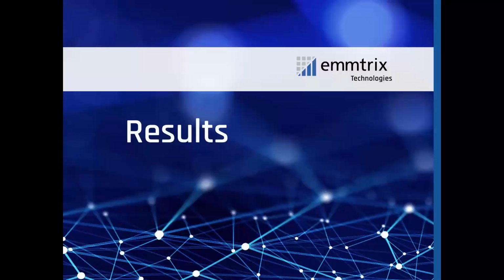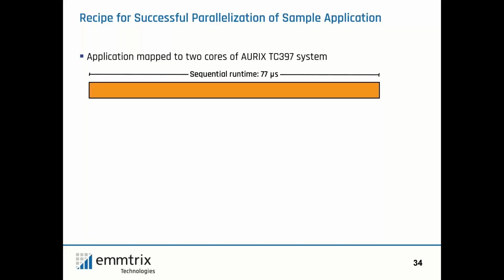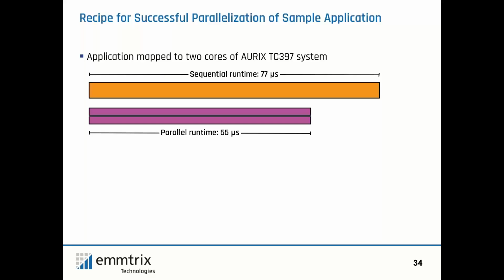Now I will come to the results of what we achieved for the parallelization of our customer control application. The application was mapped to 2 cores of the AURIX TC397 system. It didn't make sense to use all of the 6 cores. We achieved the best parallelization actually with 2 cores. Using more cores didn't yield a further reduction of runtime, or not by a margin that would make it worthwhile to have an additional core. Parallel runtime on 2 cores was 55 microseconds, which yields a runtime decrease of 29%.